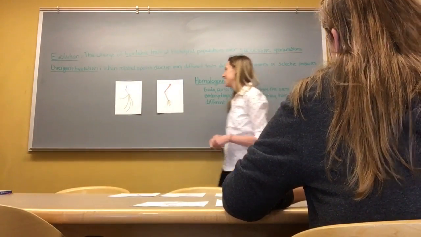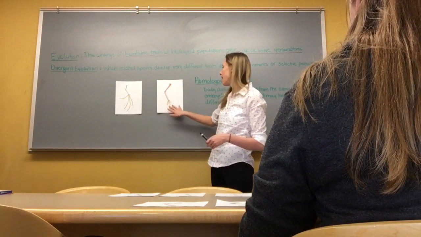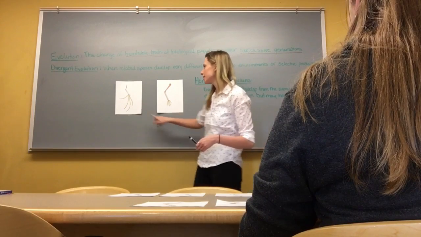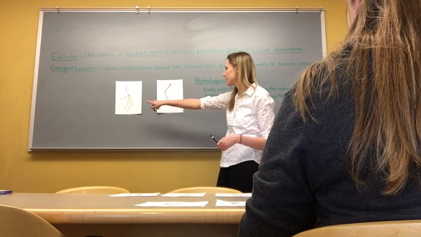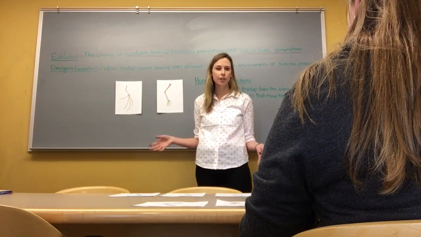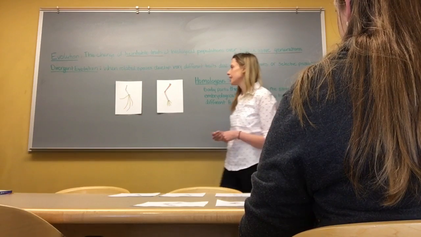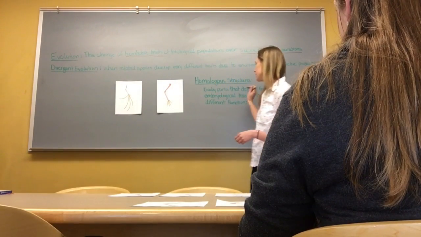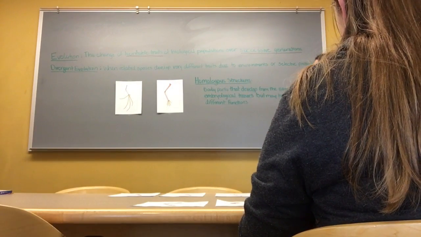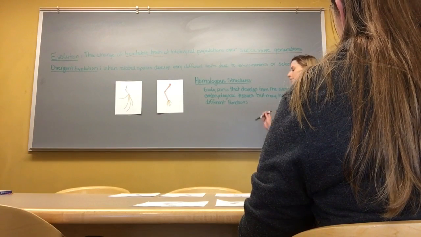But when you look at this, so this is the wing of a bat, and this is the arm of a human, you'll start to see that we have a lot of similarities. And they're made up of the same components, but they are different, their functions are different. So this idea is called homologous structures. And homologous structures are body parts that develop from the same embryologic tissues, but may have different functions.